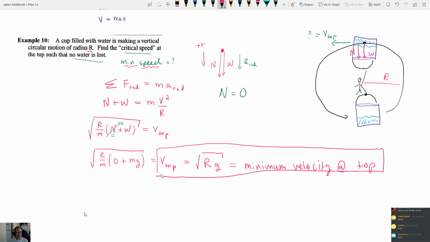What does it mean that the normal force is 0 physically? What's going on inside of that bucket, if that's the case? There's no contact force between the water and the bucket. Yeah. So what does that kind of mean about the water? It's almost as if the water is about to fall out of the bucket, right? I mean, that's what that means, right?